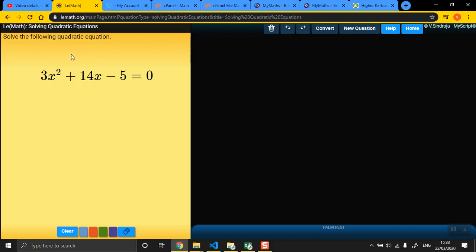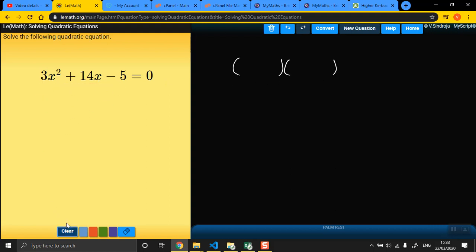Okay, now remember there's three types of quadratics to be aware of: the monics, the non-monics, and the difference of two squares. This one is a non-monic because it has a 3x squared term, which is more than 1. So what I'm going to do is try and get it into double brackets. There are different ways of doing it, but I'm just going to guess what the double brackets would be that would give me this expression here.